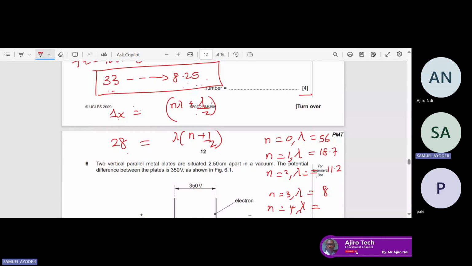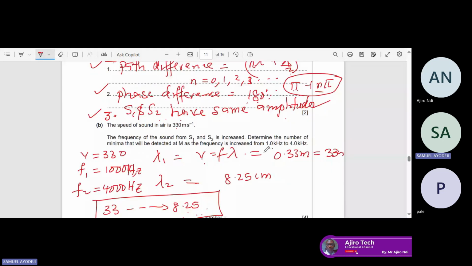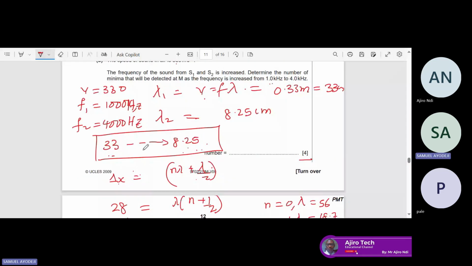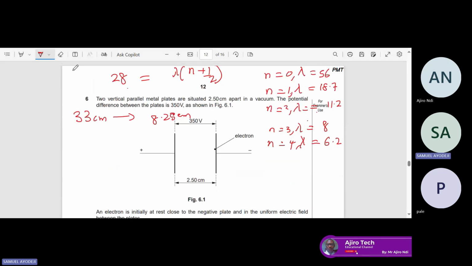See now, when we calculated, this is the range given, from 1 kilowatt to 4 kilowatt. We got the wavelength range of 33 centimeter to 8.25 centimeter from the power difference. See what we got.